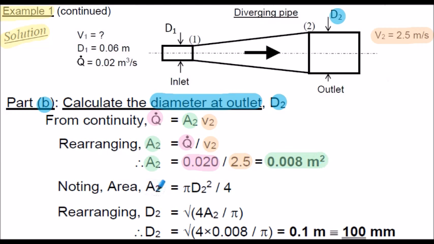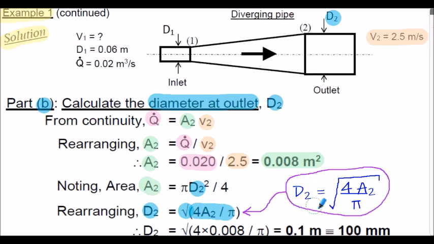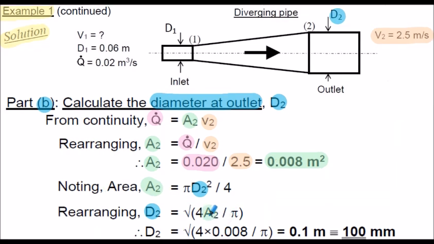And from the cross-sectional area formula for a circle, A2 is equal to pi, in this case D2 squared divided by 4. So rearranging for D2, in other words multiplying both sides by 4, dividing both sides by pi and then square rooting, we end up with the equation square root of, in brackets, 4A2 divided by pi. Inserting the value of A2 and evaluating, outlet diameter D2 is 0.1 meters or 100 millimeters.